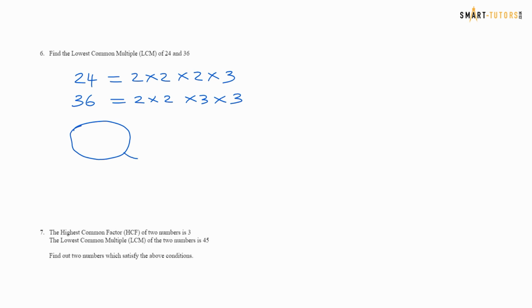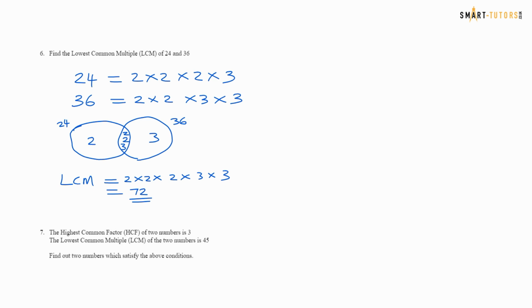If you think about the Venn diagram method, one circle is for 24, the other circle is for 36. The common numbers: one of the 2s and another 3 can be the common. One 2 is left over here and one 3 is left over here. Lowest common multiple means multiply all the numbers inside the circles. So 2, 2, 2, 3 and 3. 2 times 2 is 4, 4 times 2 is 8, 8 times 9 is 72. That is the answer for question number 6.